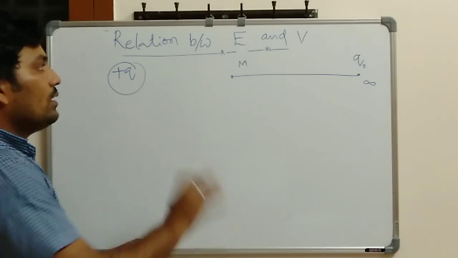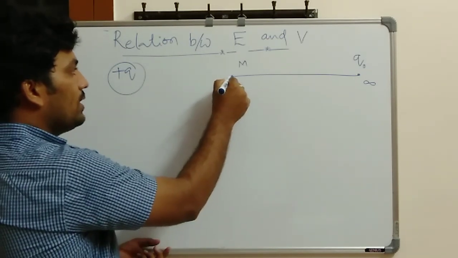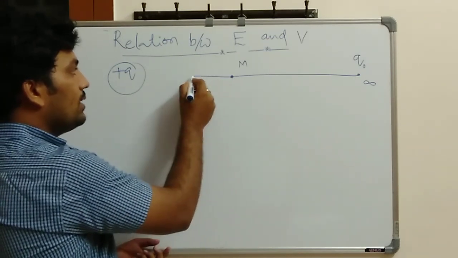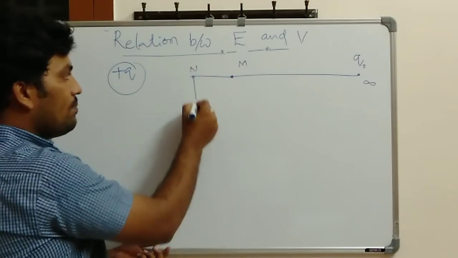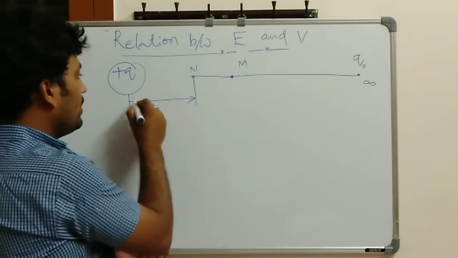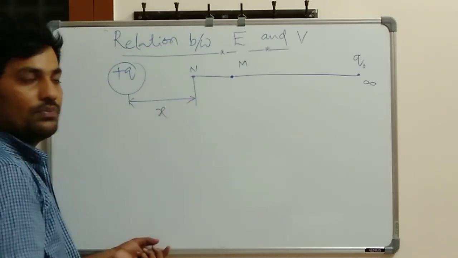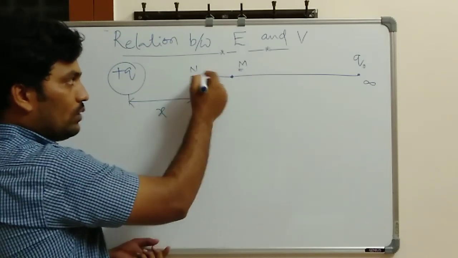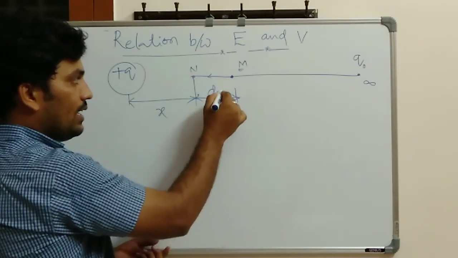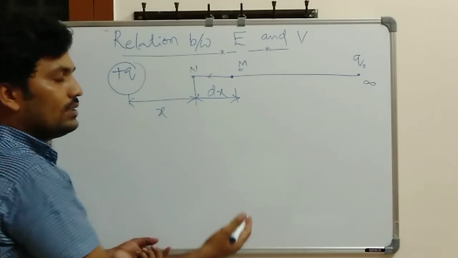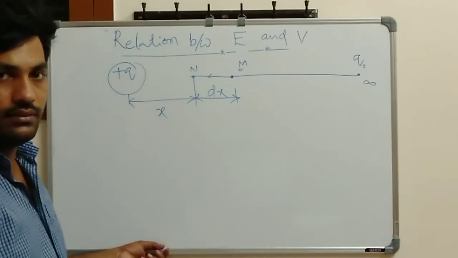Now from this particular point M it is coming to N. From the finite distance only I am going here. This point N is located at a distance X. Whenever it is brought from M to N, it is just a small displacement that I made, which I can write as dx. I have a direction for the distance, so I can call it a displacement.